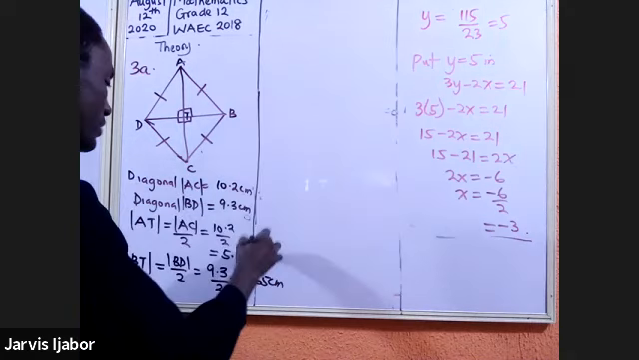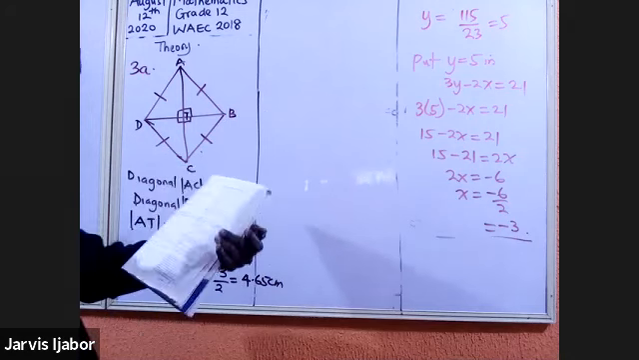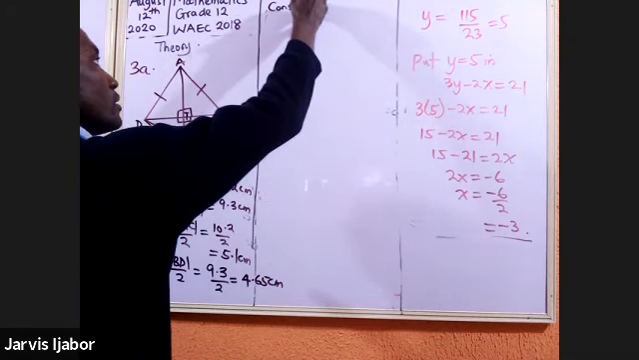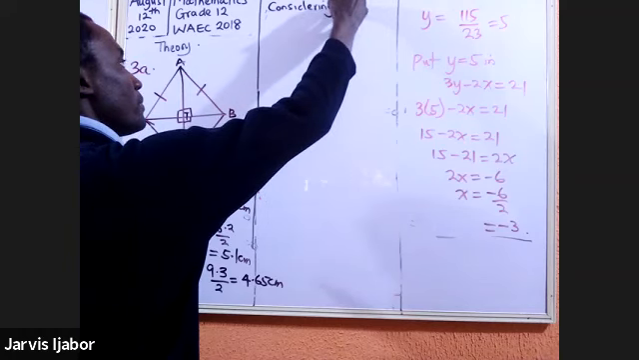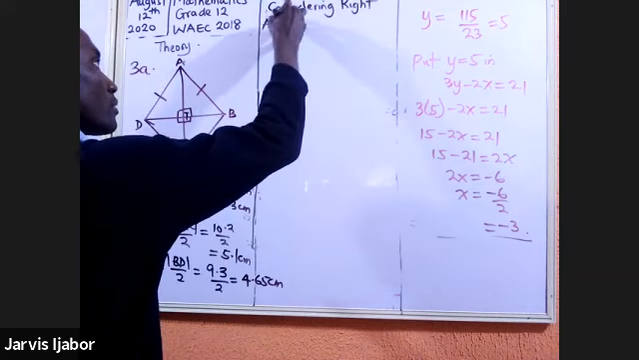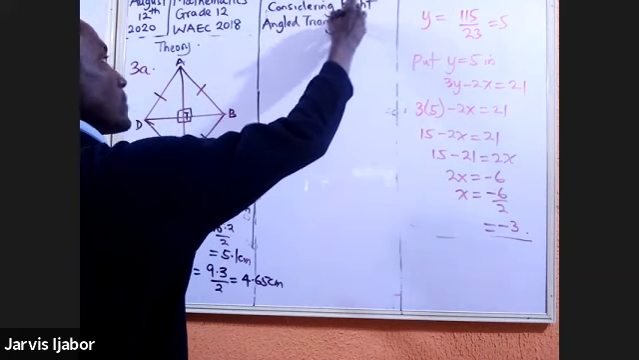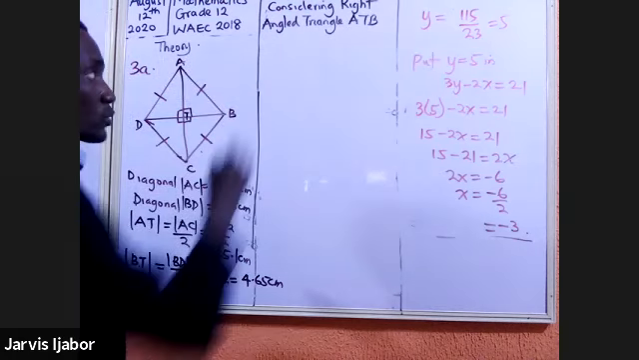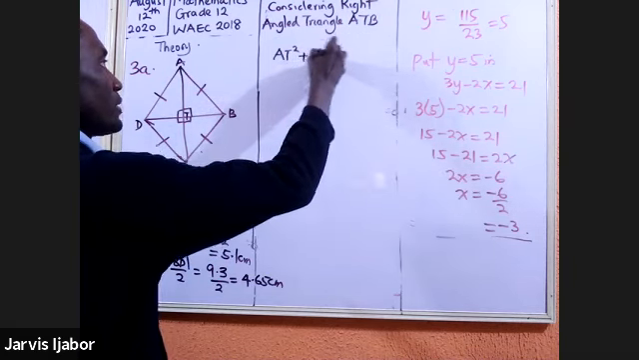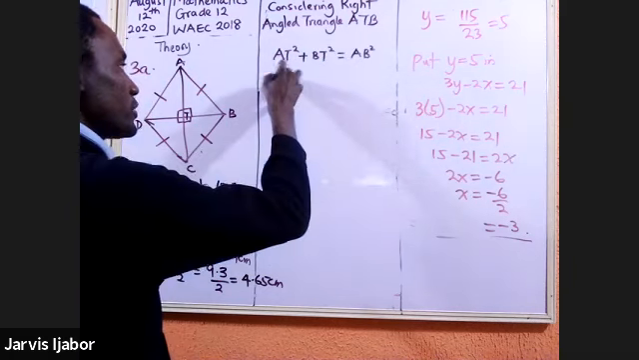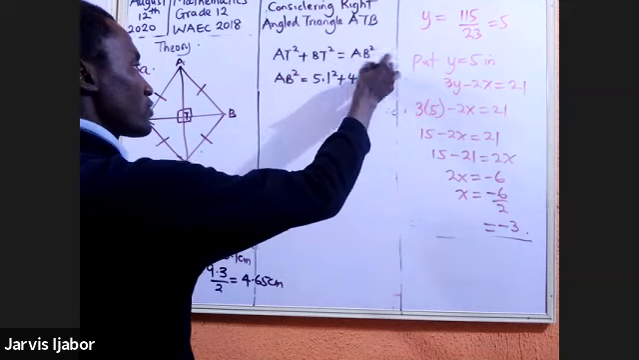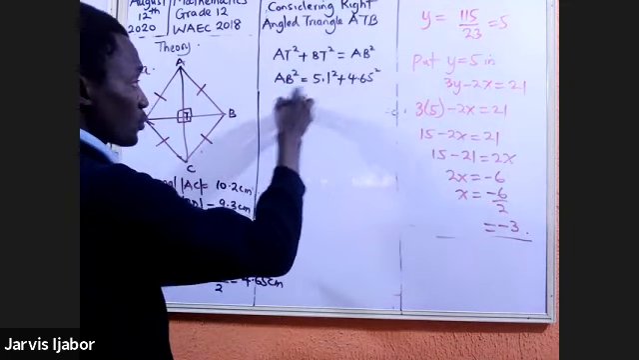Okay, so with that settled, considering right angle triangle ATB, we're going to have that AT squared plus BT squared will be equal to AB squared. So AB squared will be equal to 5.1 squared plus 4.65 squared. What does that give you? AB will now be the square root of whatever you get.